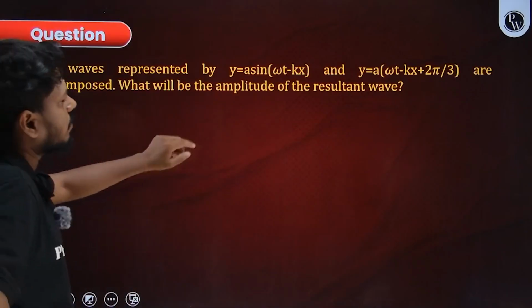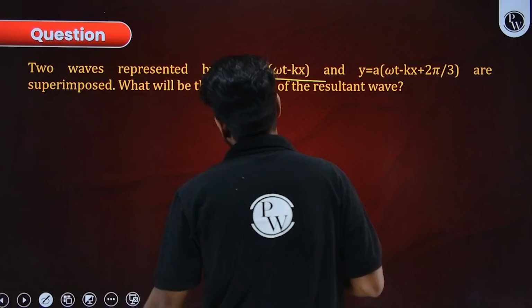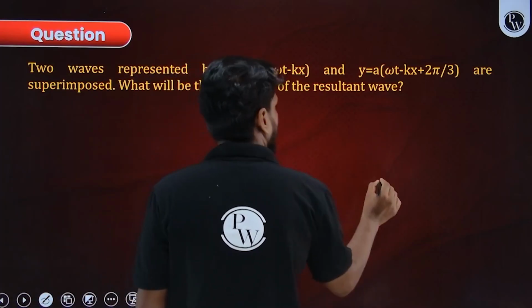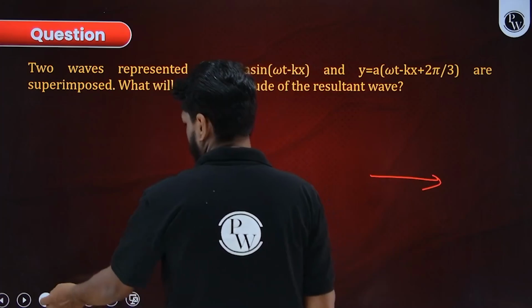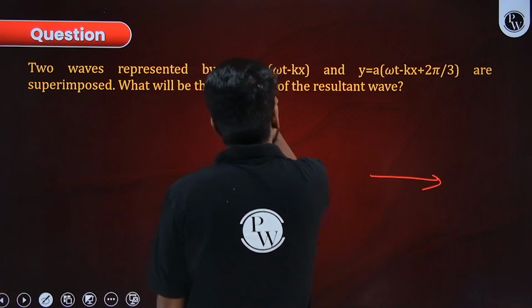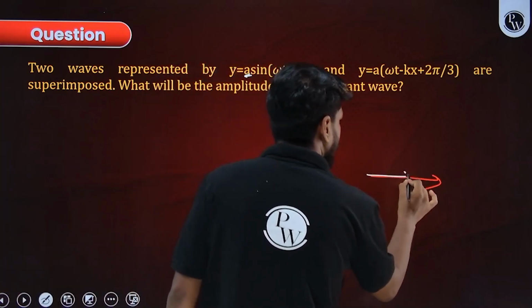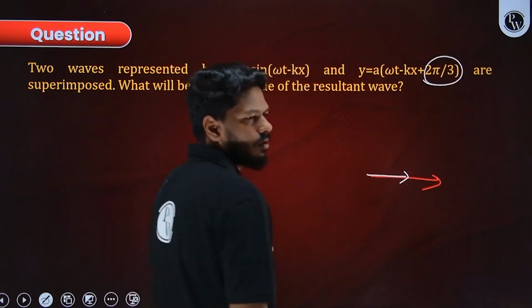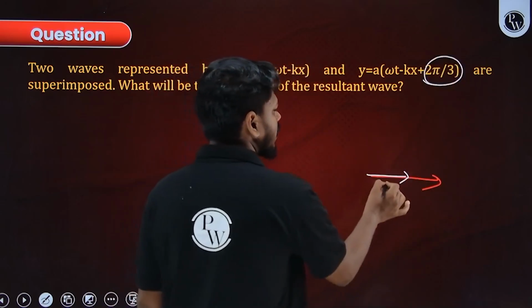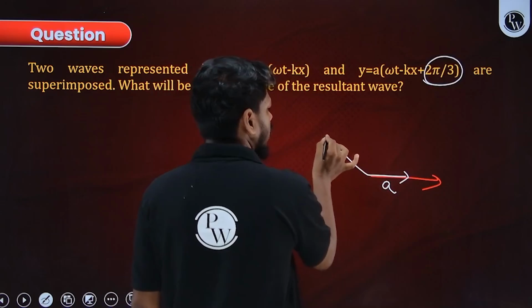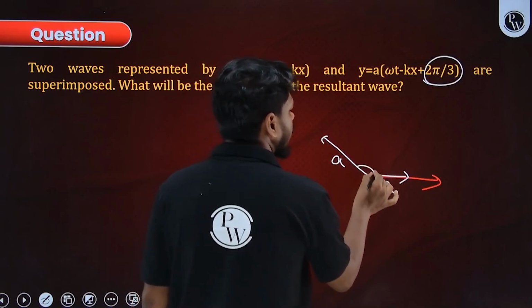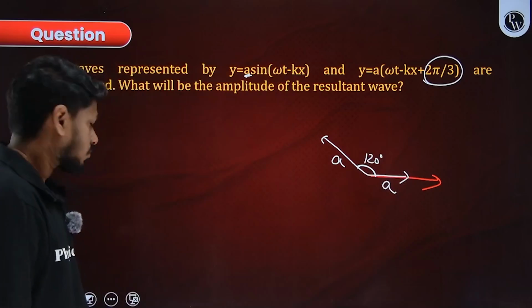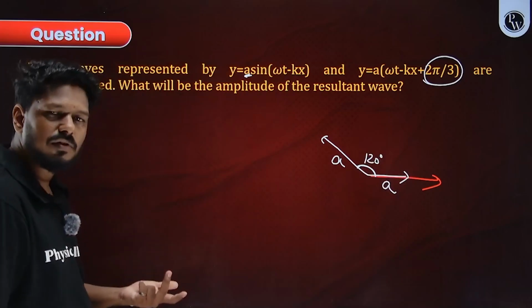So we have two waves. One is this one, another is that one. You just use vector representation. If this is my sine theta, then I have a vector as A along this direction. And what is 2 pi by 3? 120 degree. So I have another vector A, which is at angle of 120 degree. Correct? So there are two simple methods of solving the question.